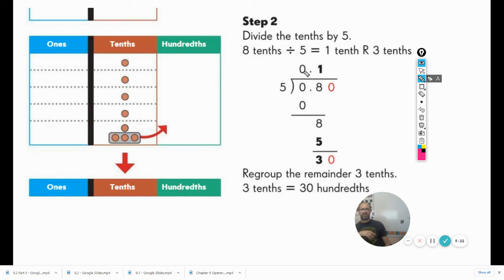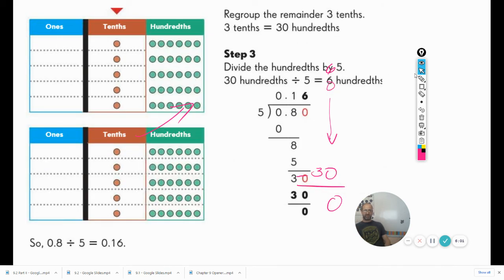5 goes into 0, 0 times 5 is 0. Bring down the 8. 5 goes into 8, 1 times 5 is 5. You get 3. Then you can always add a 0 at the end of a decimal, so you bring down the 0. What this is showing you is 8 tenths minus 3 tenths, and it's putting the 3 tenths into the remainder to get 30 hundredths. Now, how many times does 5 go into 30 hundredths? 5 goes into 30, 6 times 5 is 30. I've got nothing left, so it should be 16 hundredths. Again, straight up division like you've done before.